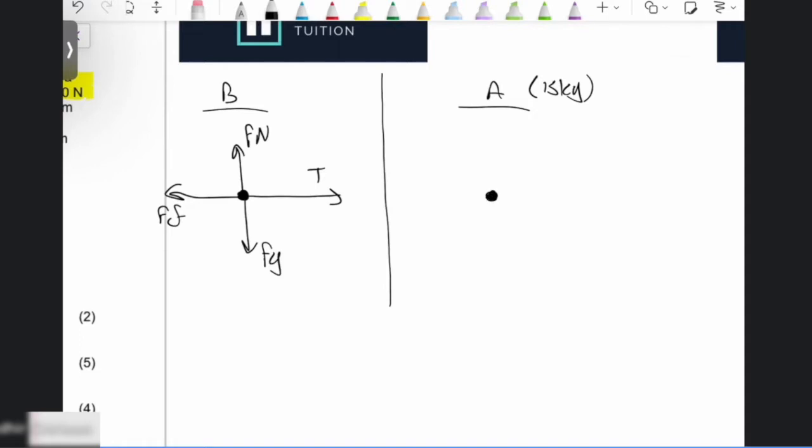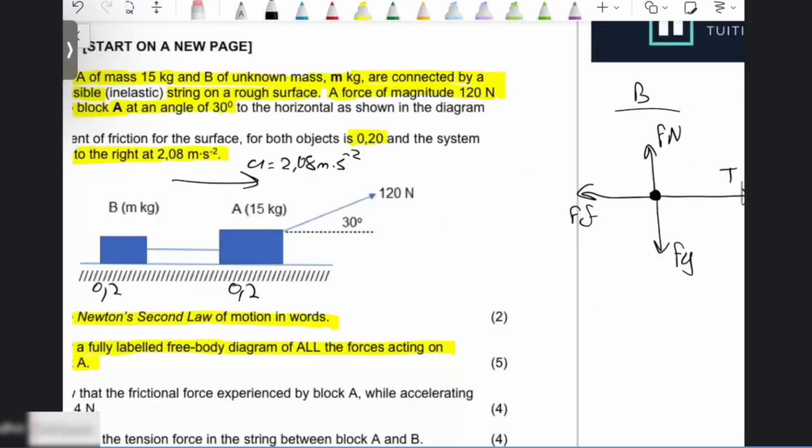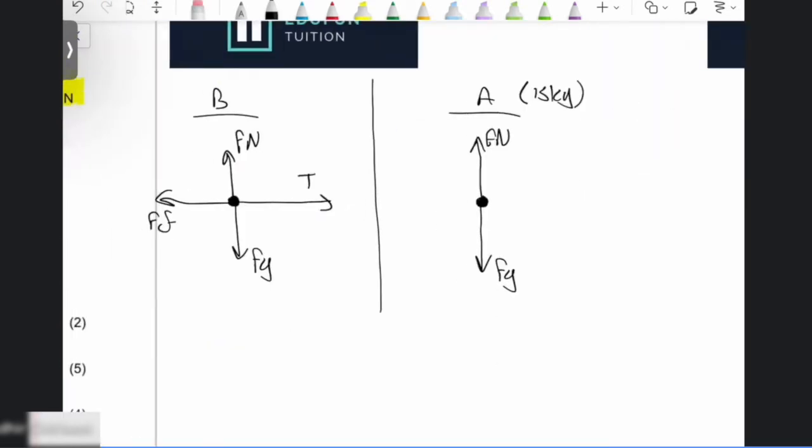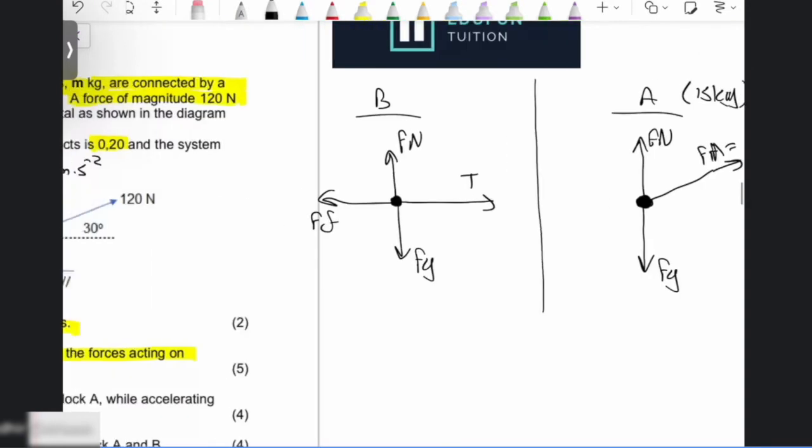Now for A it gets a little bit more interesting. We know it's on a surface, so for sure we're going to have gravitational and normal. Right? We know it's on a surface, so obviously there's normal and gravitational. That's things that we're supposed to know. However, we should also know that the applied force is at an angle here, and then we should know that there's tension back and friction going back. Let's just make that a bigger circle. So we know that that's an applied force. Did they give us a value for that applied force? 120.